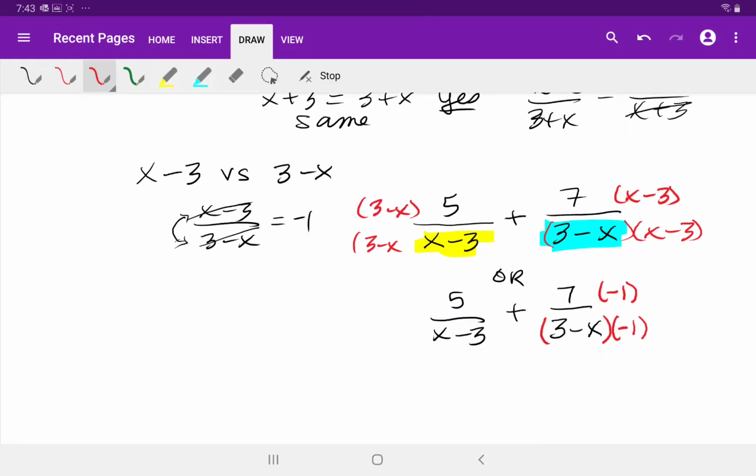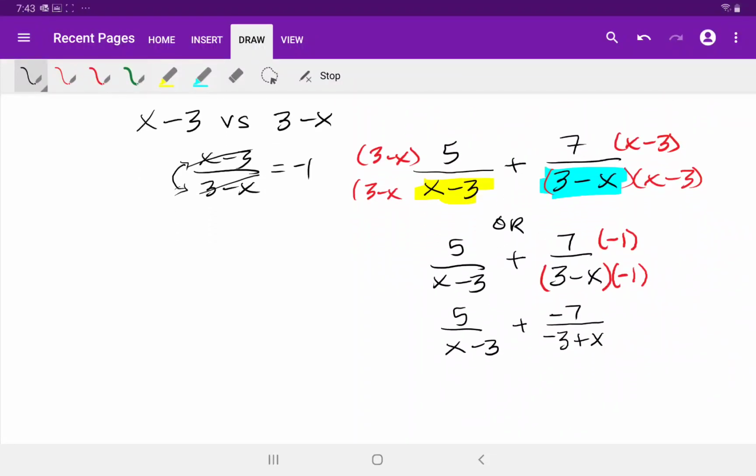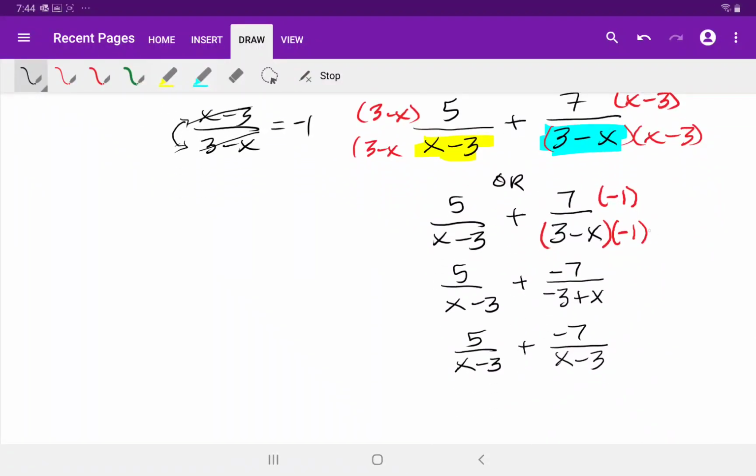Okay, so let me show you what happens. This one is 5 over x minus 3. This is -7 over -3 plus x. Now, what is -3 plus x? Isn't -3 plus x x minus 3? That's the same thing. Now, usually I'll go right from here to there. I think of -1 times x minus a number.